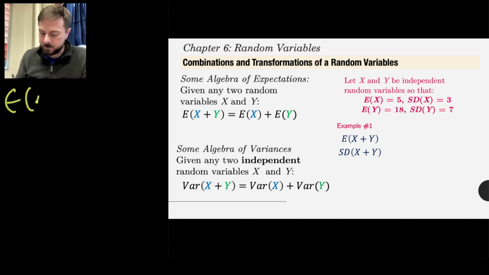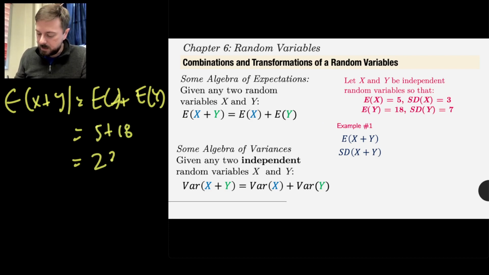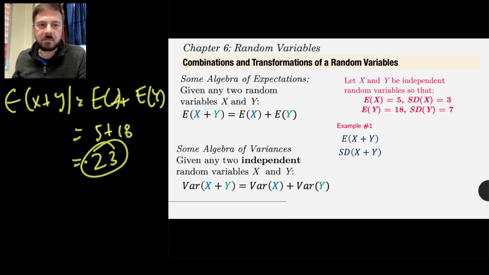The expected value of x plus y is equal to the expected value of x plus the expected value of y. Why am I writing that down? Almost don't need to. That should just be 5 plus 18, which would be 23. That was easy. All right, but what about the standard deviation of x plus y?